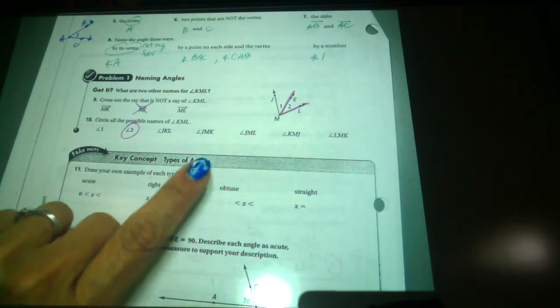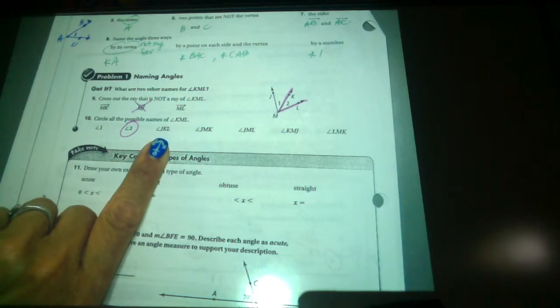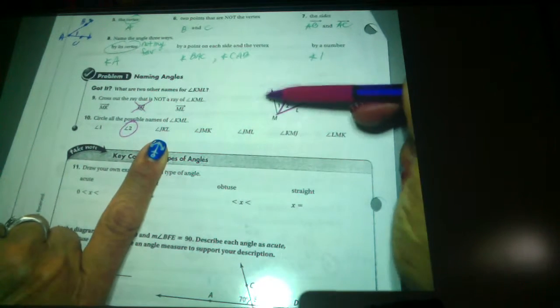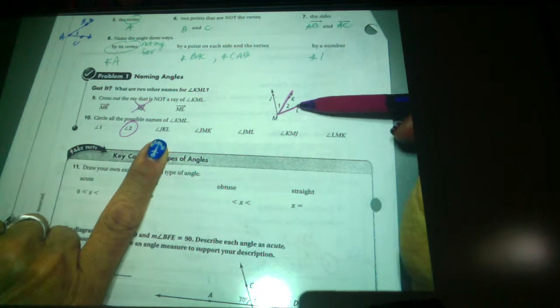So which one did you cross out on 9? The middle one, right? Okay, J isn't even on that angle. And I'm going to talk about why each of these are not the right one. I think for 1 and 2 you can figure that one out. But look at angle JKL. If you follow that with your fingers, JKL, does it even make an angle? No. So that can't be.